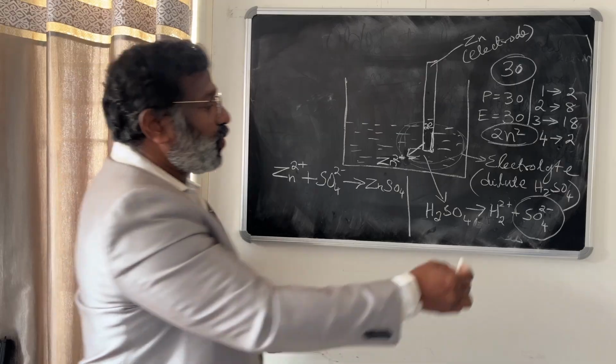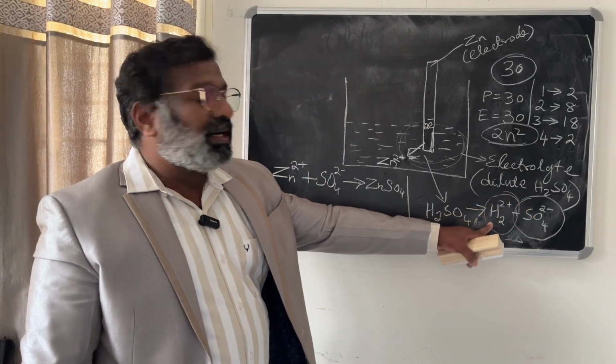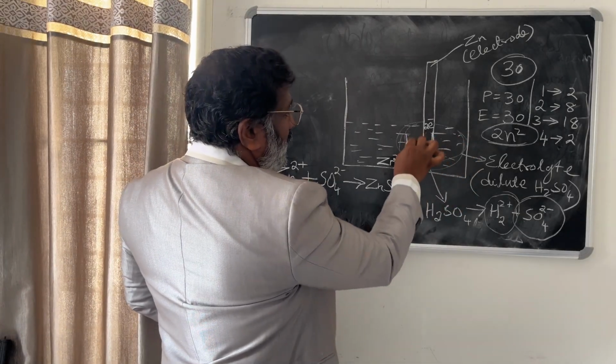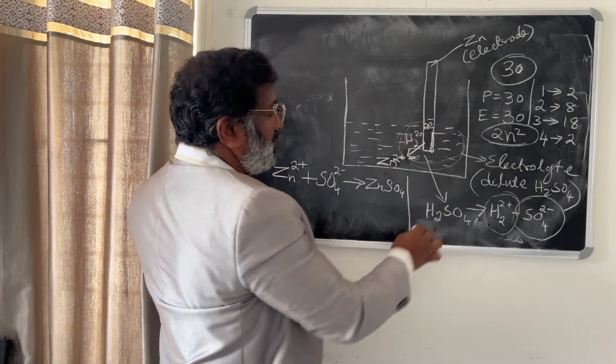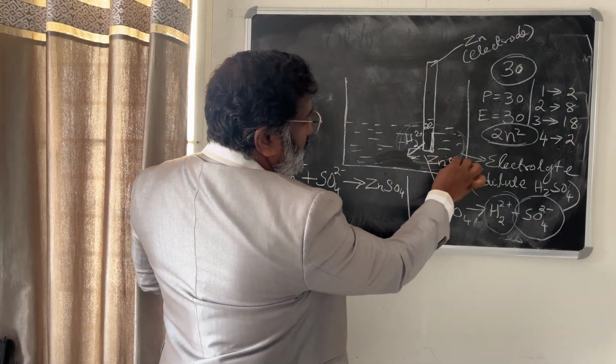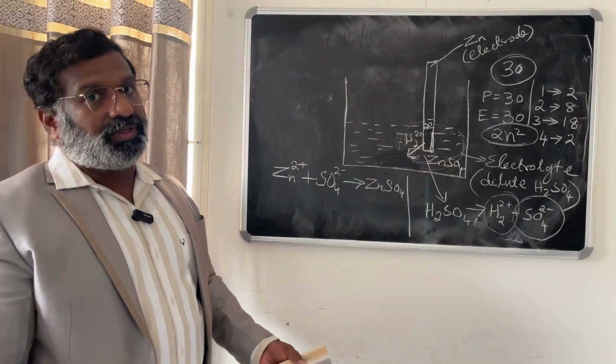Clear? So what is left behind? Hydrogen ions are left behind on this side. So here we have only hydrogen ions. And instead of this we will have ZnSO4. We have zinc sulfate and just hydrogen ions.